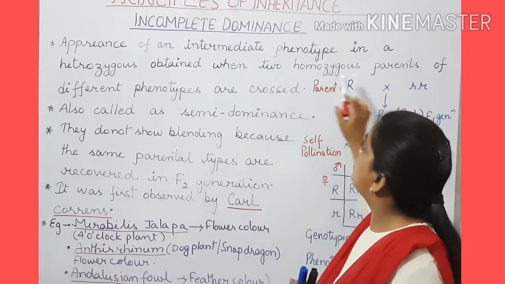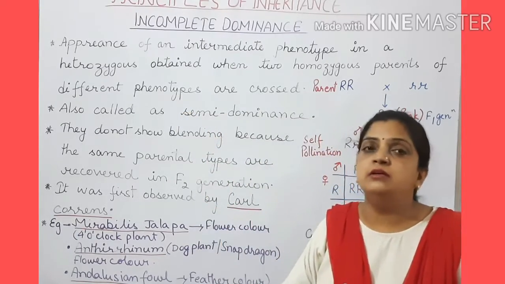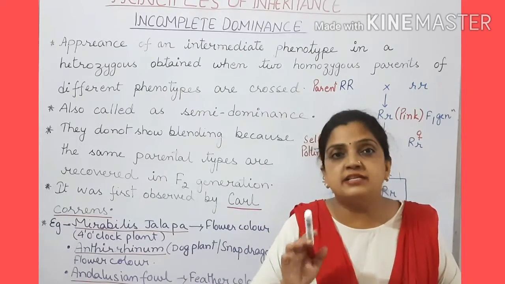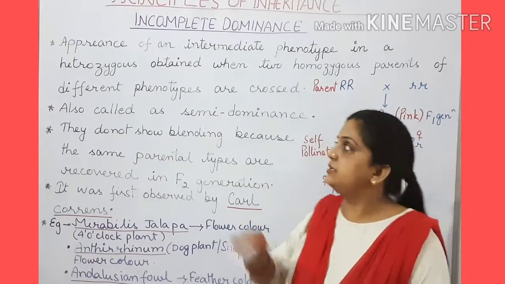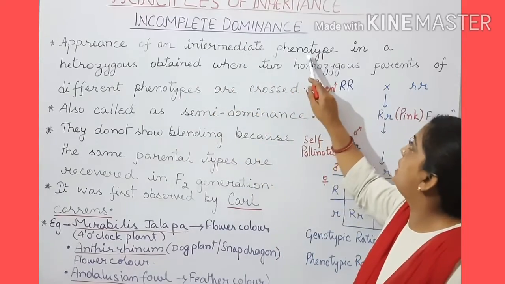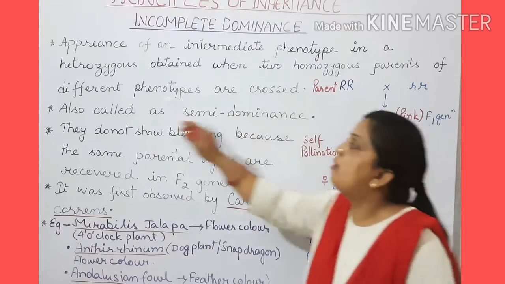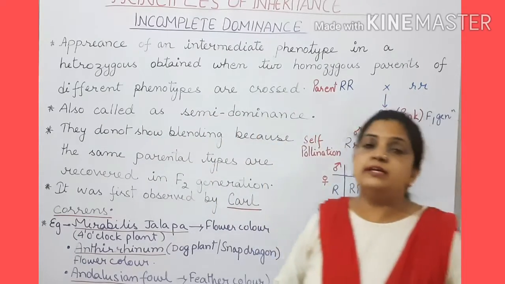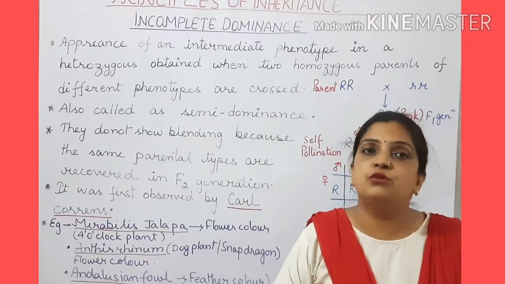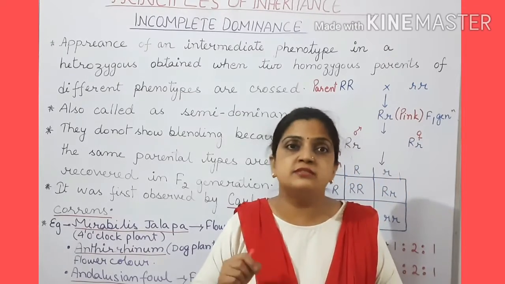Now when these two homozygous parents having different phenotypes are crossed with each other, results will be obtained in the F1 generation. But that result is an intermediate result. This is what the sentence is saying: the appearance of an intermediate phenotype in a heterozygote is obtained when two homozygous parents of different phenotypes are crossed. So in the F1 generation, your heterozygous offsprings are obtained.